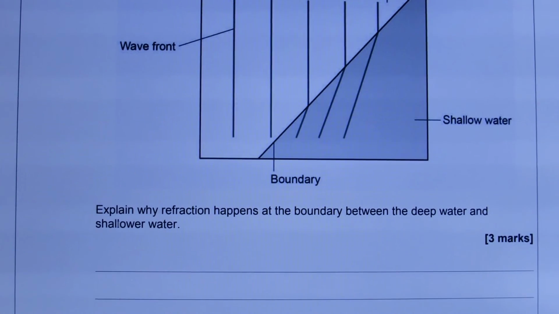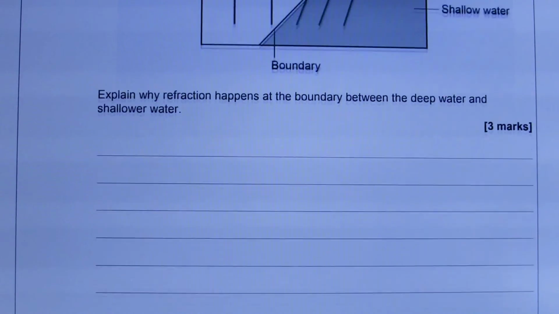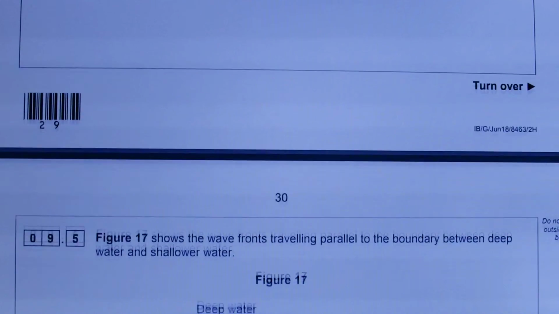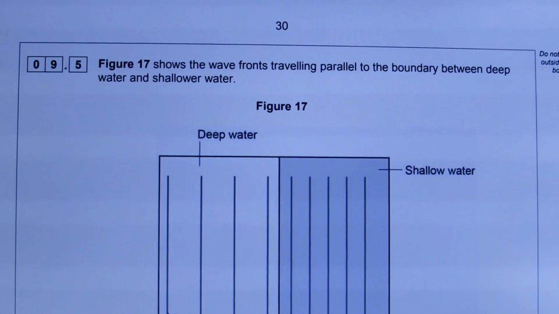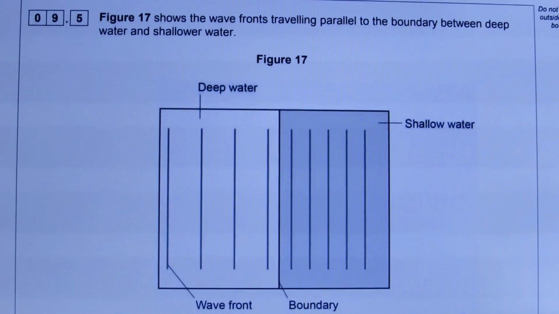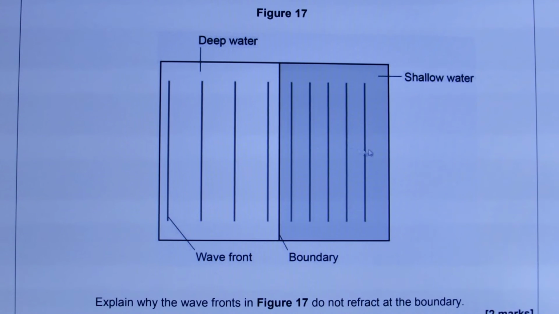At the boundary between the deep water and shallow water, because waves move more slowly in shallow water, the decrease in speed at this end of the wave causes it to lag behind the parts of the wave that have not yet entered the shallower water. Wavelengths travelling parallel to the boundary between deep... Notice that the distance between them is decreasing, decreased wavelength.